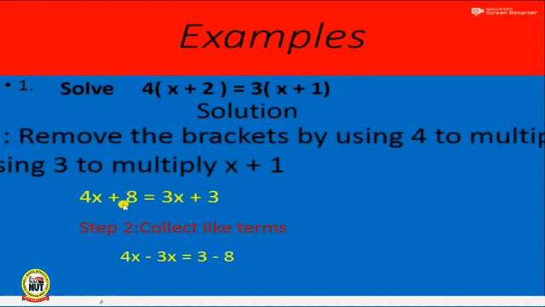Okay, so 8 from the left hand side is plus. So when it's crossing the sign of equality to meet its partner 3, it changes to minus 8. So therefore you now have 3 minus 8. Okay, now let's move on. Now when you have 4x minus 3x, you have 1x, but professionally, instead of writing 1x, it is the same as x. Okay, now 3 minus 8 will give us minus 5.